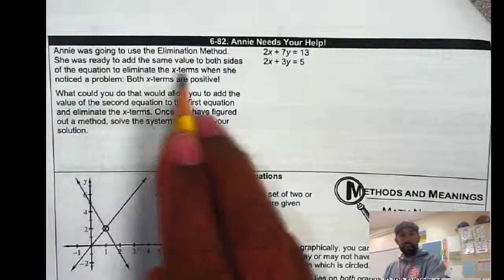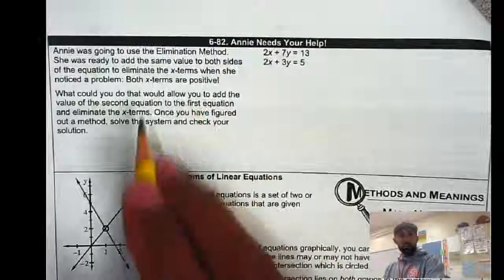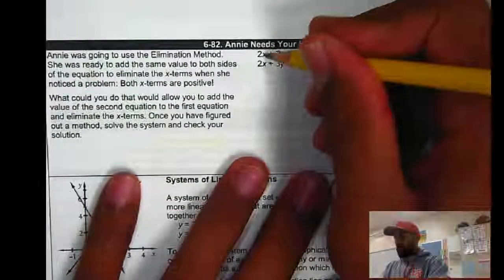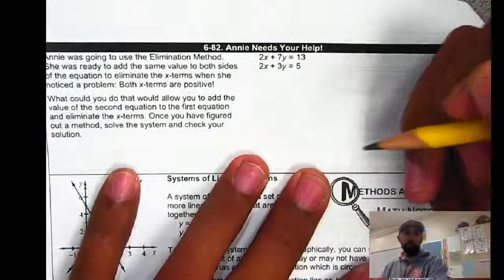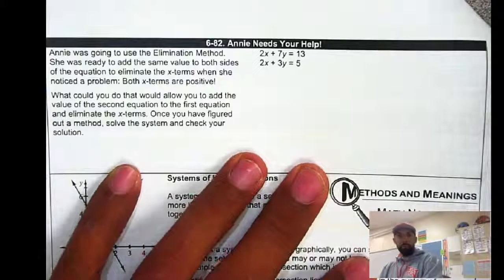use elimination. She's ready to add the same value to both sides of the equation to eliminate the x terms when she noticed the problem. Okay, both x terms are positive. What do we do now? Well, in your groups, try to figure out, see if you can figure out what to do.